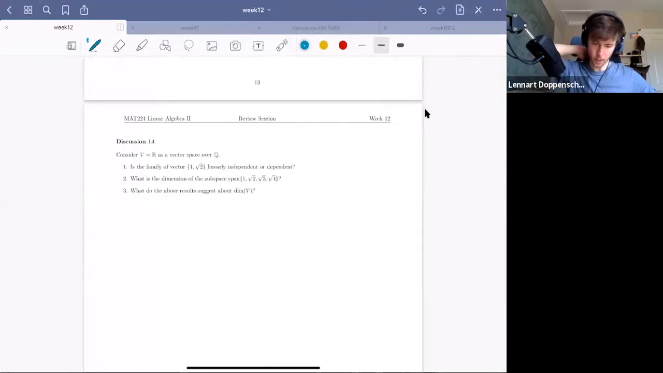Discussion 14. So now we consider V, the real numbers, as a vector space over the field Q. And the question is: is the family of vectors 1 and square root of 2 linearly independent or dependent? What would you say?